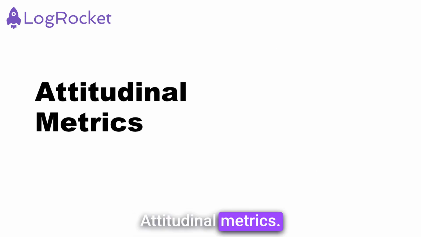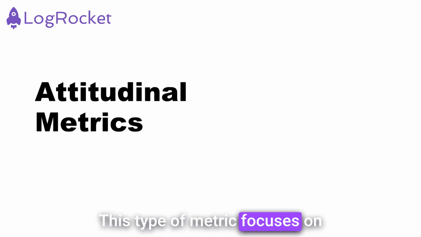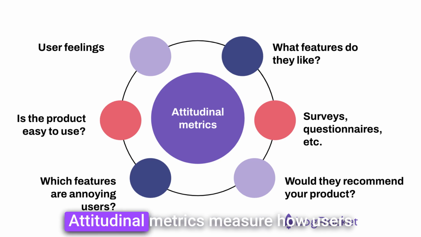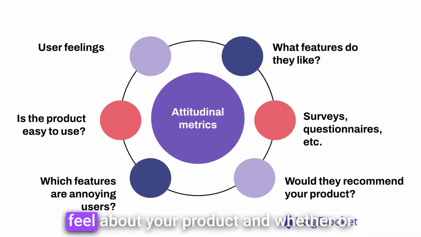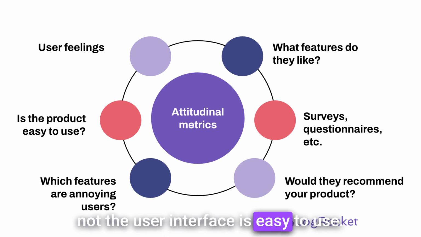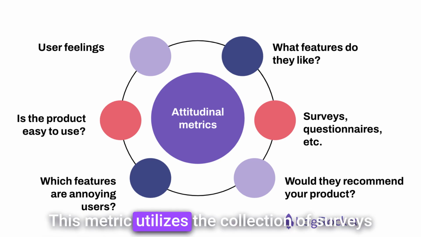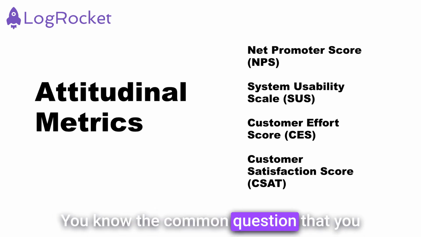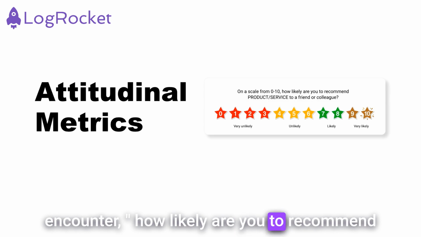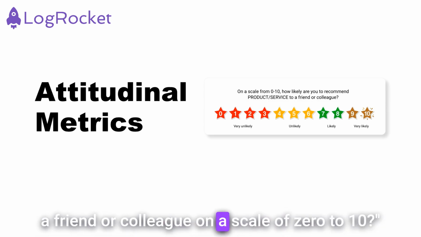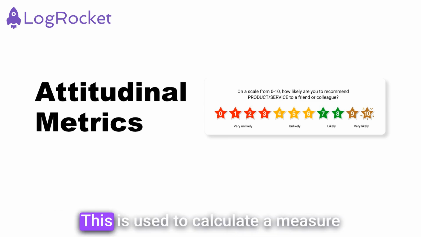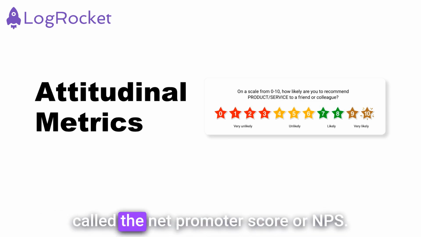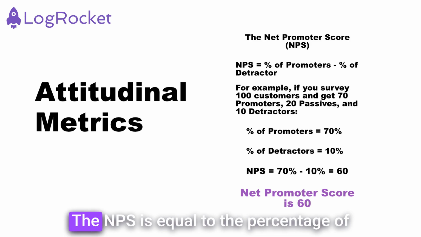Attitudinal metrics. This type of metric focuses on user feelings and emotions. Attitudinal metrics measure how users feel about your product and whether or not the user interface is easy to use. This metric utilizes the collection of surveys and standardized questionnaires to collect data. You know the common question that you encounter, how likely are you to recommend a friend or colleague on a scale of 0 to 10? This is used to calculate a measure called the Net Promoter Score or NPS.